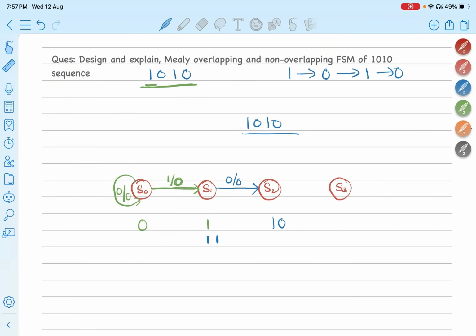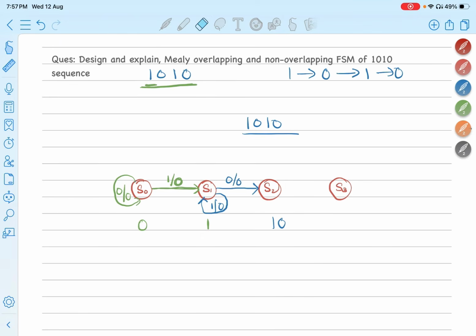Here we don't have any 1 1 in the sequence. So we can remove the first 1. Then here we have 1. So we will stay at the same state, 1 by 0. Clear?